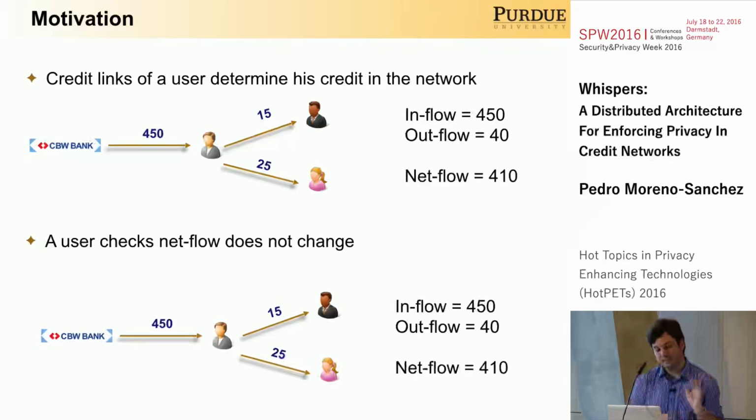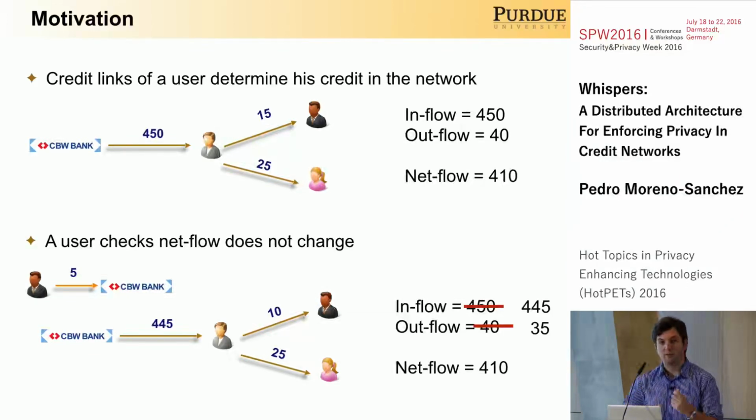Imagine that we have the same network as before, and now Charlie wants to pay 5 credits to the bank. In order to do that, Charlie can route the transaction through Bob. How it works in practice is that Charlie will decrease his credit with Bob, and Bob will decrease his credit with the bank. Bob will notice that his inflow and his outflow have been decreased by 5, but his net flow is maintained the same. So he hasn't lost any credit in the transaction. Therefore, these properties make credit networks a real target for a distributed system.